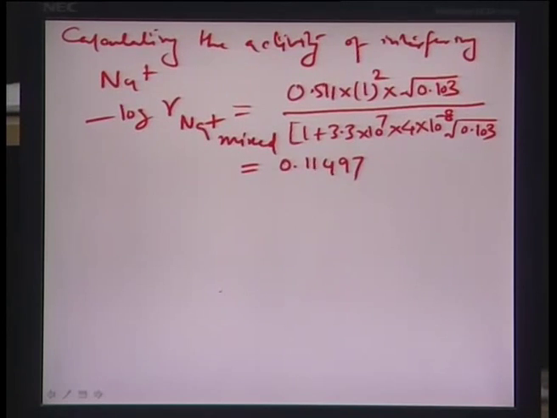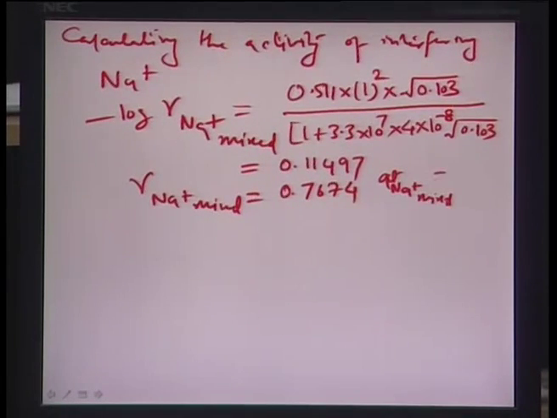0.11497. Okay. So, therefore, the gamma Na+ in the mixed phase, or the activity coefficient of the sodium ion in the mixed phase, comes out to be 0.7674, or the activity of the sodium ion, ACT Na+ in the mixed phase, comes out to be equal to 0.7674 times 0.1, which is 7.67 × 10^-2 molar. Okay.